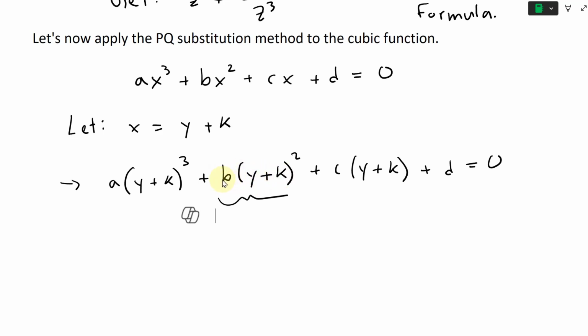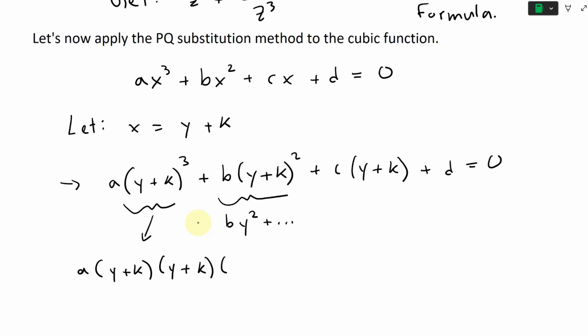So multiplying this b inside, we're going to have a term like b y squared, plus dot dot dot. I'm not going to expand that out because all we care about is the y squareds. All right, so that's for that one. But then for this part right here, this is a cubic function, so we're going to have a, and then y plus k times y plus k times y plus k, like that.